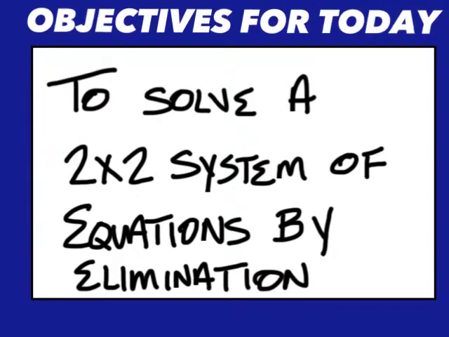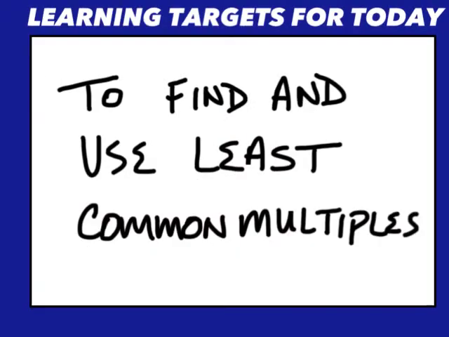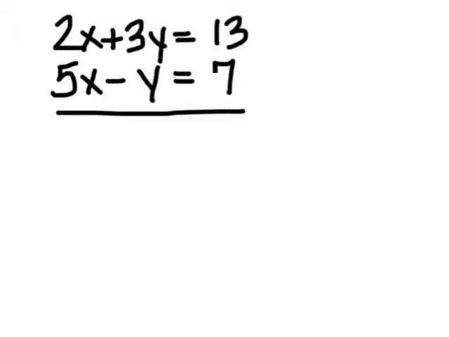Objectives for today: to solve a 2x2 system of equations by elimination. The learning targets are to find and use least common multiples. Example: 2x plus 3y equals 13 and 5x minus y equals 7.